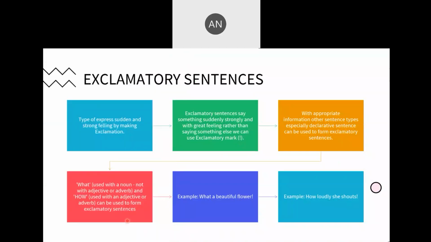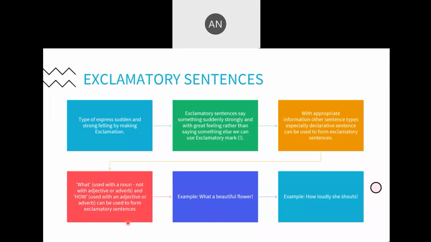Exclamatory sentences express sudden and strong feeling by making exclamation. Hooray, we have won the match. Wow, what a beautiful scenery. So all this can be a sudden expression of strong feeling. Exclamatory sentence says suddenly something strongly and with great feeling. And then we have exclamation mark. With appropriate information, other sentence types, especially declarative sentence, can be used to form exclamatory sentences.